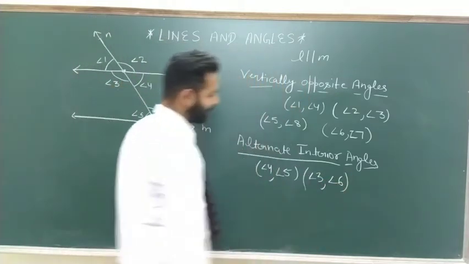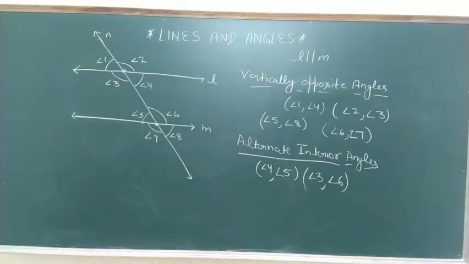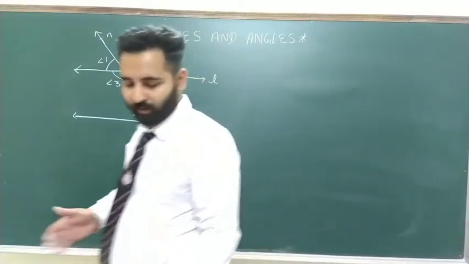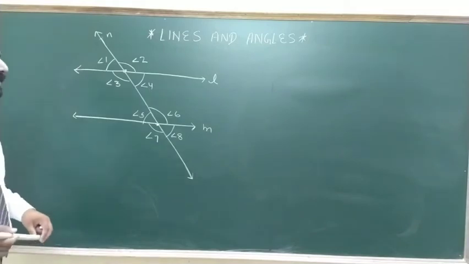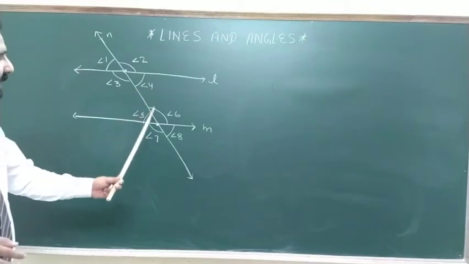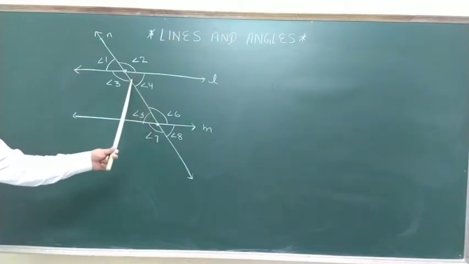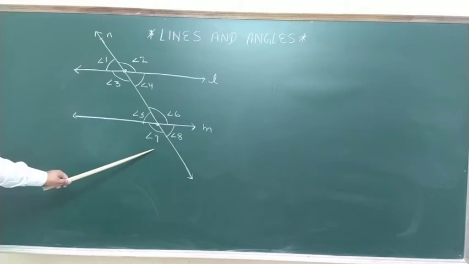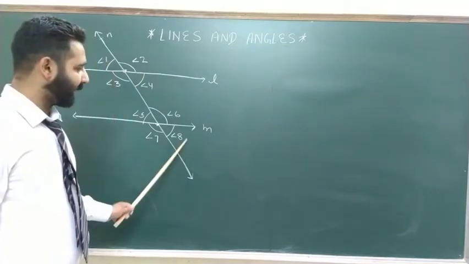After alternate interior angles, let us discuss alternate exterior angles. Same way, alternate means different side of the transversal, and exterior means outside. Like in interior we had angle 3 and angle 6 and angle 4 and angle 5, exterior means outside the parallel lines. So here it will become angle 2 and angle 7. Same way angle 1 and angle 8.